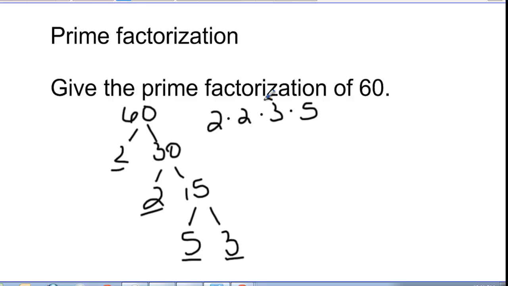And you can see, if I actually did multiply those together again, 2 times 2 is 4, 4 times 3 is 12, and 12 times 5 is 60. So this does equal 60. Which is what I wanted, and these numbers are all prime. And that's actually the only numbers that would be the prime factorization of 60. No matter how I do my factor tree, I'll come up with those 4 numbers.